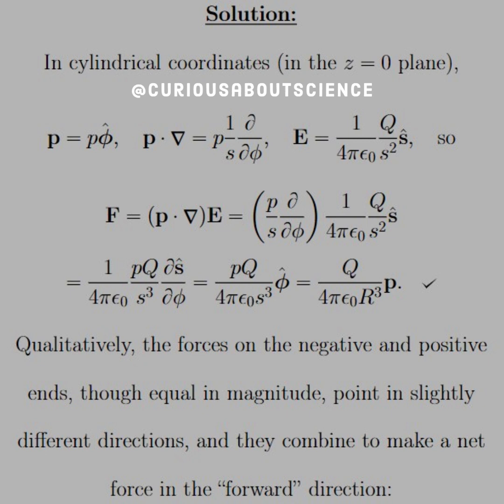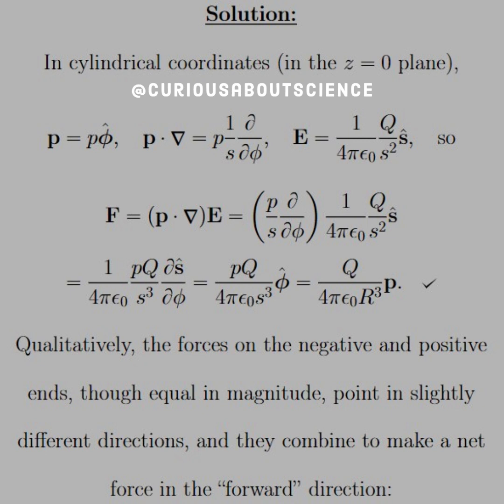P dotted with the del operator is P times 1 over s, partial with respect to phi. And the electric field is just the electric field of a point charge, but in the s hat direction. So the force is equal to P dot del multiplied by E. We see that there's a bunch of constants, so we just factor them out, and we're left with the partial derivative with respect to phi of s hat.